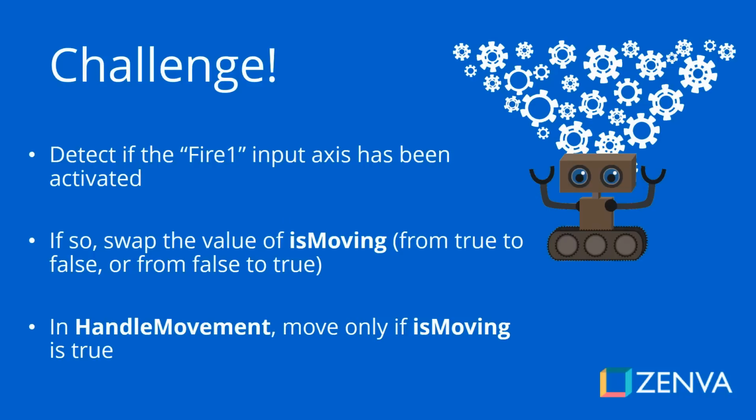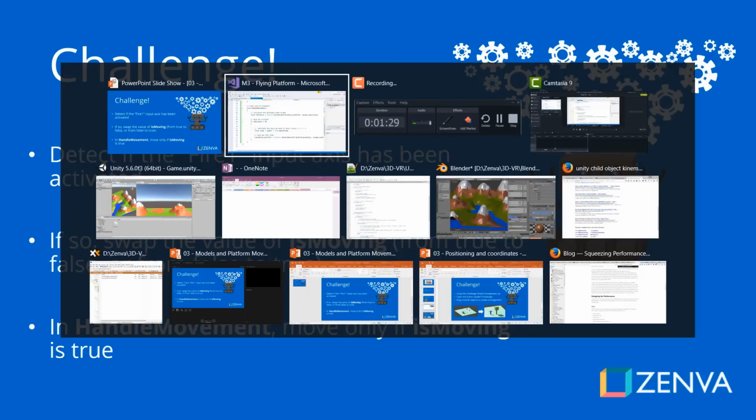The challenge will consist of implementing this HandleInput method. In there, you have to detect whether the Fire1 input axis has been activated. So a quick explanation about that.